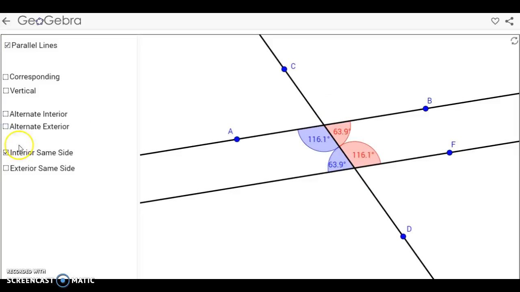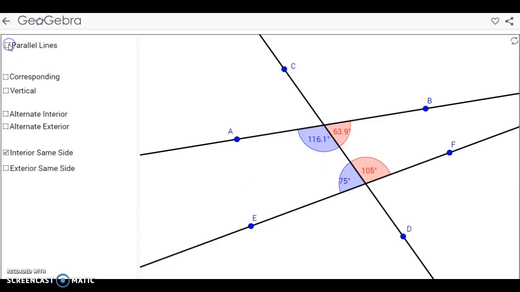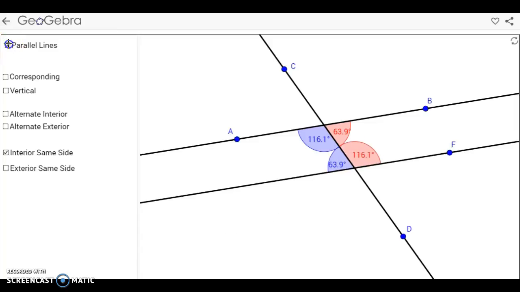These ones are interesting. Same side interior angles. If you look at the red ones and the blue ones, yes, the red and the blue here are equal, these are equal, and so on. But the main idea on this is that if we add these up, so if we take 116.1 plus 63.9, we get 180 degrees. So our same side interior angles are supplementary if the lines are parallel. Let's just double check. Yep, they've got to be parallel to make that relationship hold true. And similarly, same side exterior angles will have that same relationship. So again, same side exterior angles, if the lines are parallel, will be supplementary.